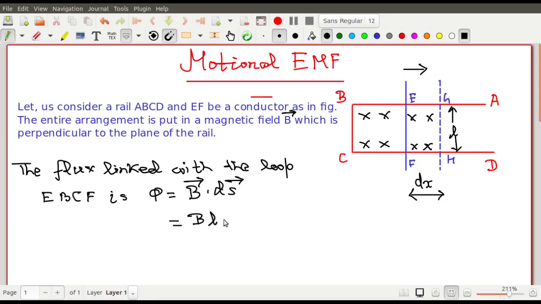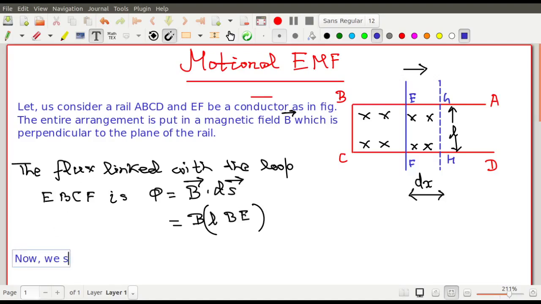L, and I may write it BE, length into breadth. What is the length? The length is L and the breadth is how much? BE. BE টা হচ্ছে breadth. That is the flux linked with the loop EBCF. Now you suppose that the loop is moved. এবার ধরে নাও যে লুপটা মুভ করেছে.